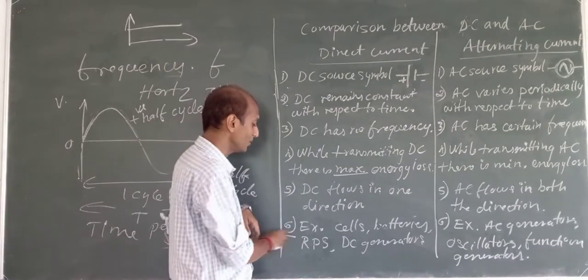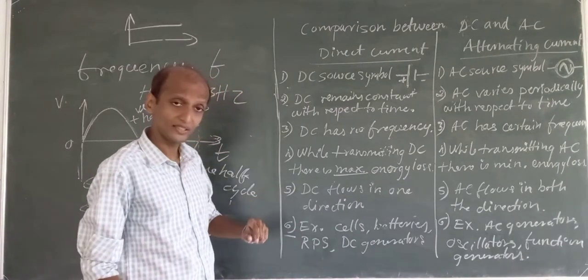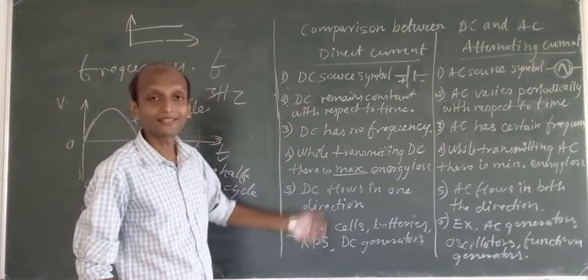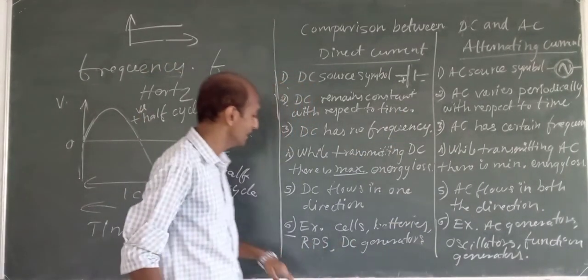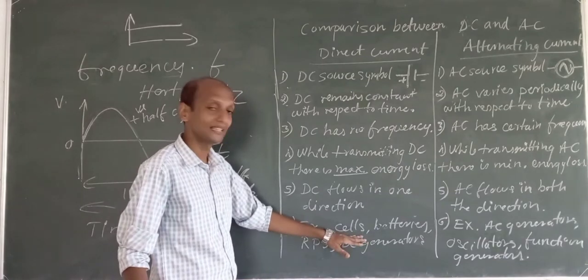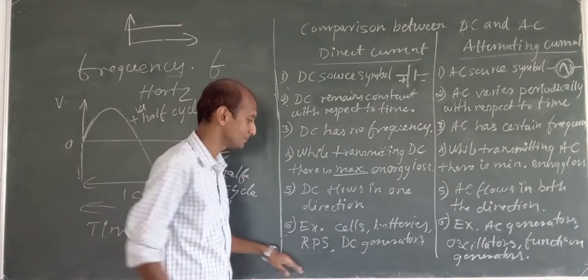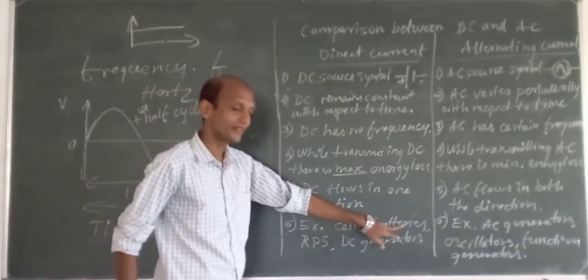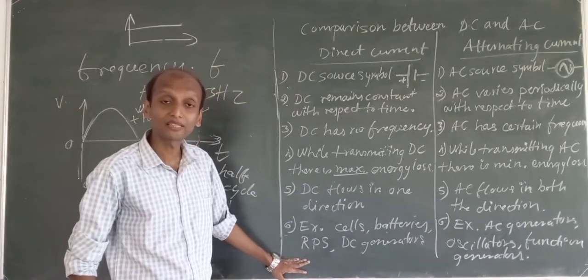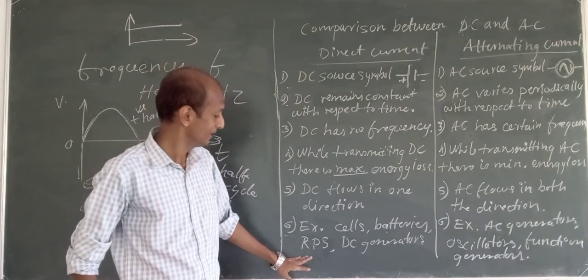Now coming to the last point, the sixth point, we will see examples of DC sources and examples of AC sources. DC source examples are what? Cells, batteries. Then we have RPS. RPS means regulated power supply.